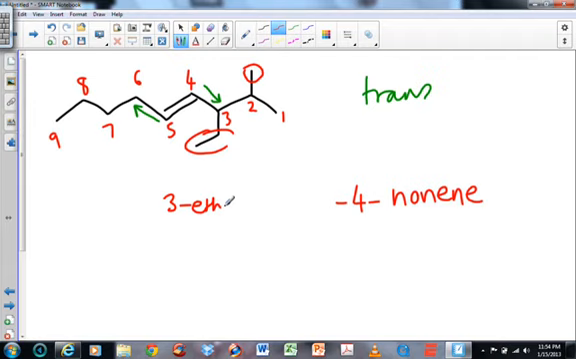So, 3-ethyl, 2-methyl, 4-nonene. The only other thing we're missing is the stereochemistry designation, trans.